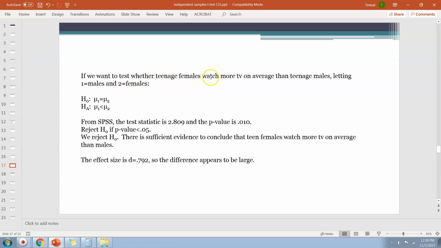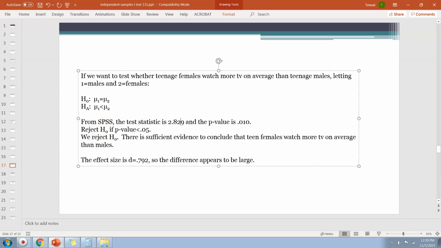And one thing I want to point out here is that you can phrase this as teenage males watching less TV than teenage females, or you can phrase it the other way around, saying females watch more. And just be careful about the alternative hypothesis here. Just because you see the word more here doesn't mean this is greater than. So you have to look at, here we've got males as 1, females as 2. So we're saying males watch less than females.